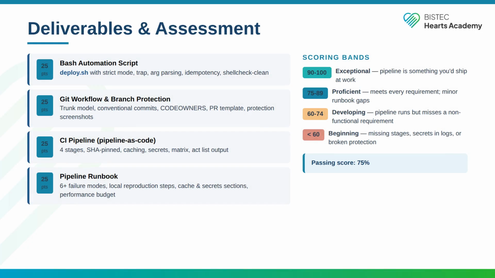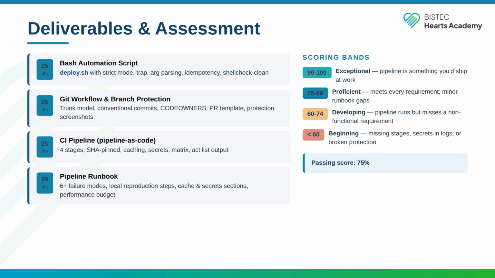There are 4 deliverables, each worth 25 points. The first is the hardened deploy script using strict mode, trap-based cleanup, and demonstrated idempotency. ShellCheck must report no findings. The second is the Git workflow document covering your branching model, conventional commits with examples, branch protection screenshots, a CODEOWNERS file, and a PR template.